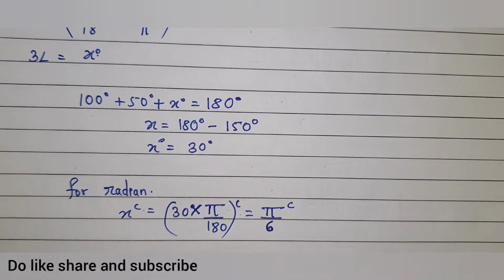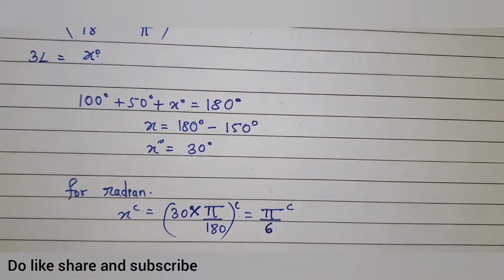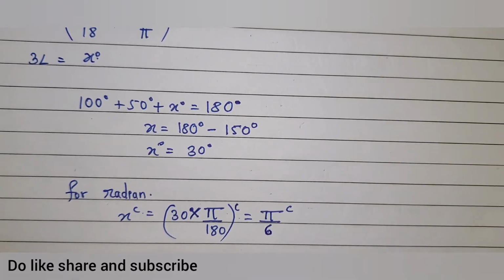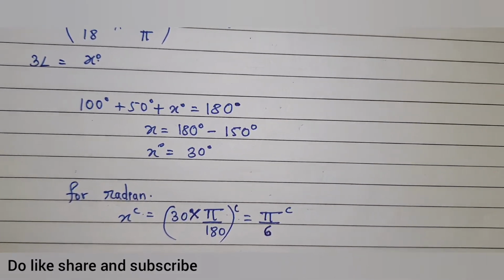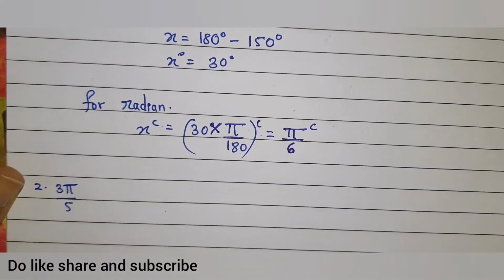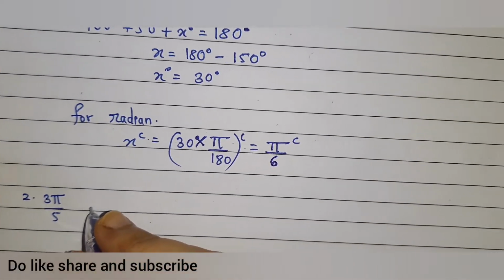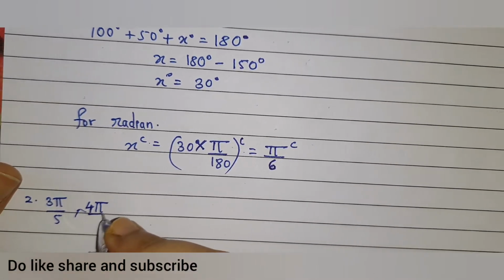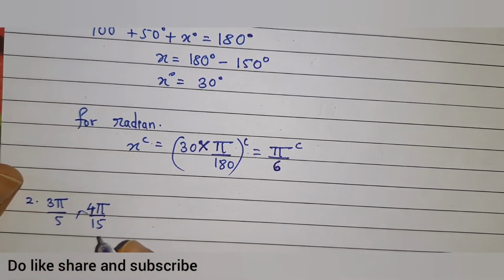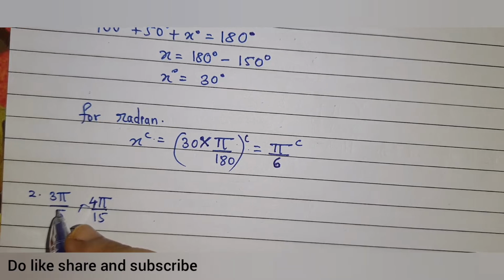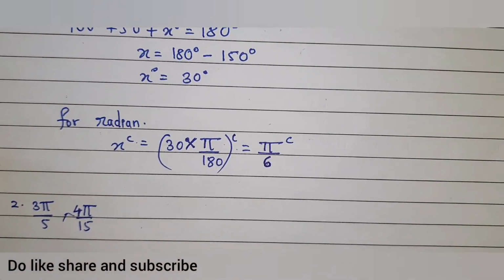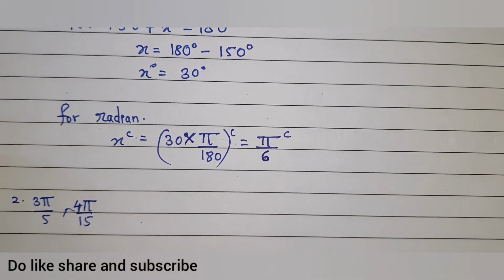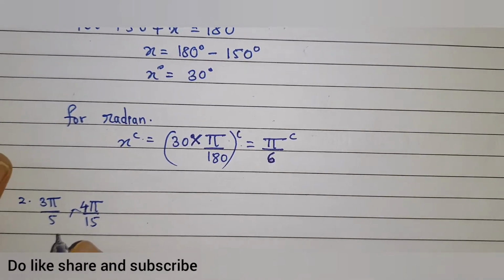Now our other sum is 3 pi by 5 radian, comma 4 pi by 15. So see here, these are given in radian. Similarly we have to convert them into degrees for measurement.